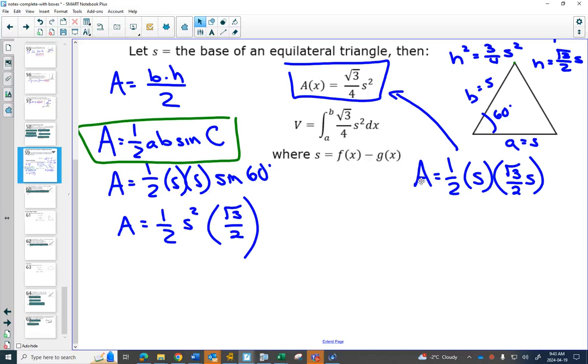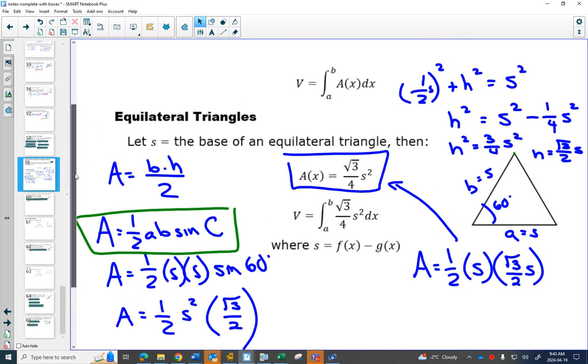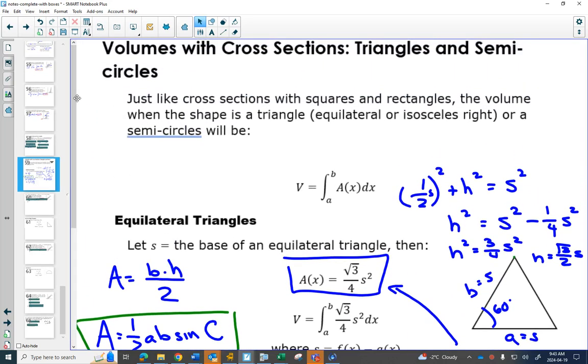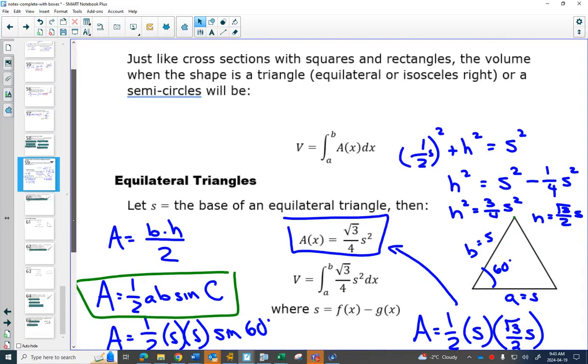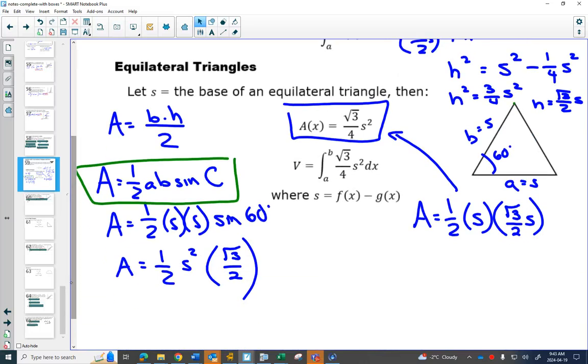Okay, so recapping from yesterday, we are going to do cross sections with different shapes, and we developed the formula for an equilateral triangle. Technically, we can now do these kinds of shape problems with any shape. They could give you an isosceles triangle, and you just have to figure out the area of the cross section, and then that area goes into your integral from A to B.